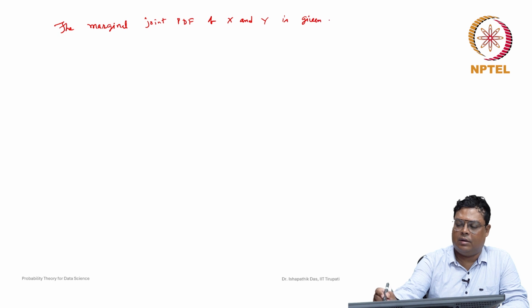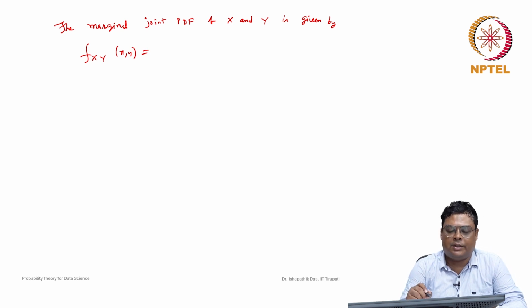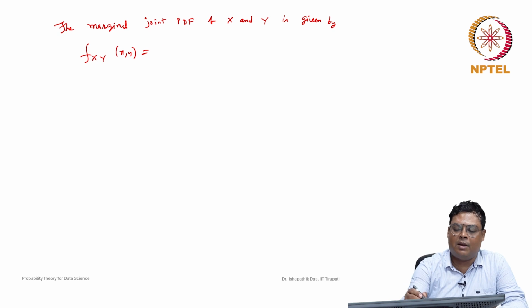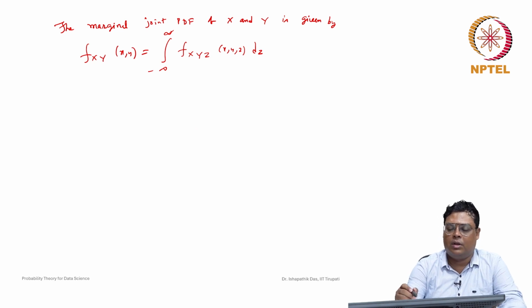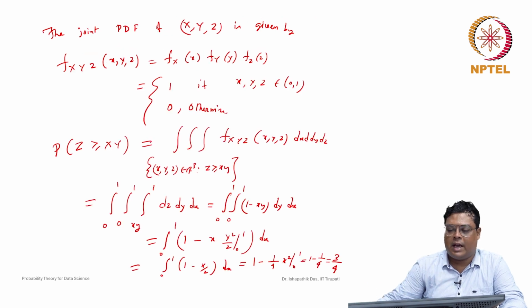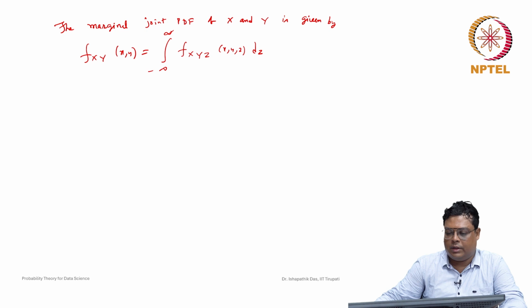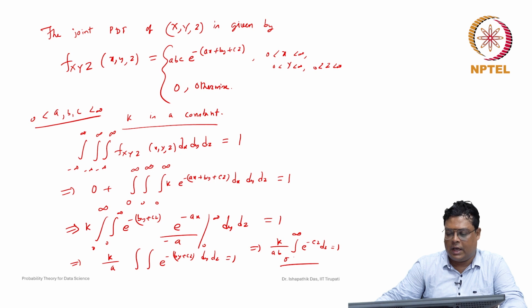It is given by f of xy. You can remember how we find the marginal probability density function: for the variables we want to keep, we integrate the joint probability density function f of xyz from minus infinity to plus infinity with respect to the remaining variable, here it is z.